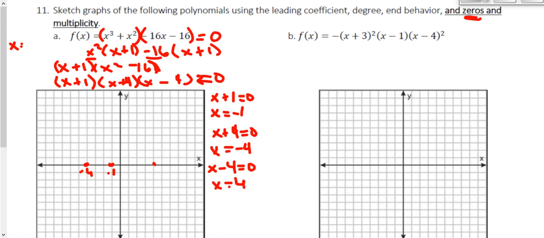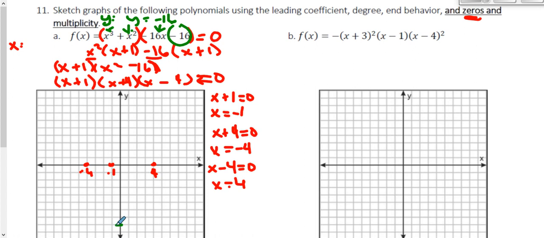To find my y-intercept, I'm going to look at my original equation, and I'm going to plug in 0 for x. That becomes 0 cubed, which disappears. 0 squared disappears. 16 times 0 disappears. The only number left when I plug in 0 is this negative 16 at the end. So my y-intercept, y equals negative 16. I don't have to make it to scale. I'm going to go ahead and call it this number, negative 16. As long as I get it labeled, I'm happy.